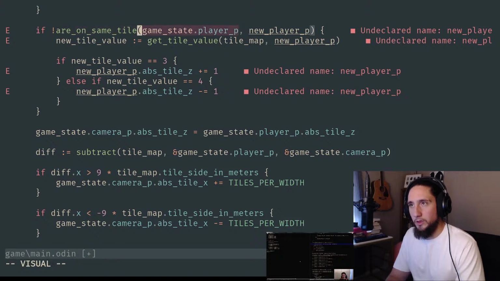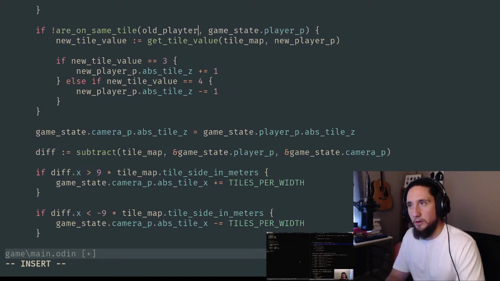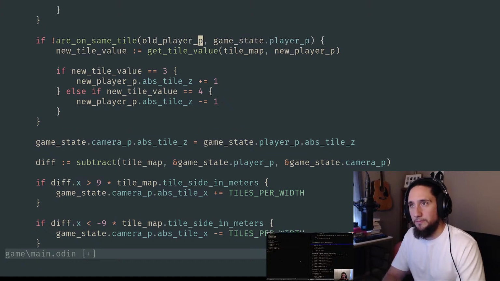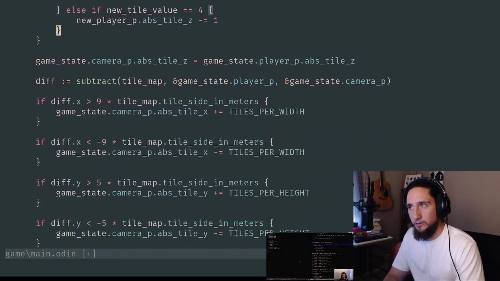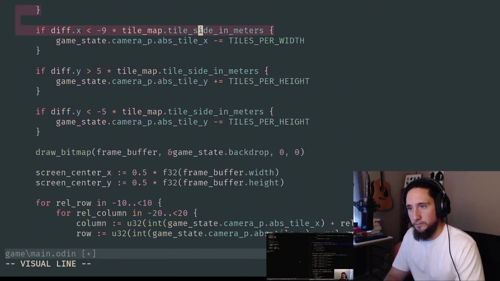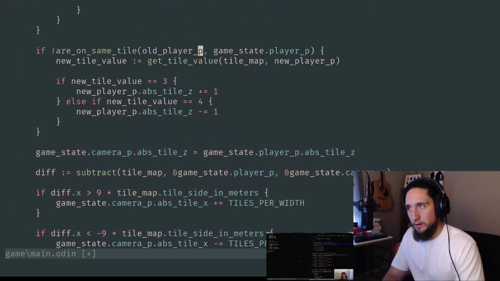So this becomes that, and this becomes that. And then all of these new player P references are going to be changed into the current game state player P. In fact, most of them already are, because at this point we've assigned the new player position. I think I get it. That use of new player P at all, right? I want to directly operate on the game state version of the player, right? And so let's compile that and just make sure that we can do that.